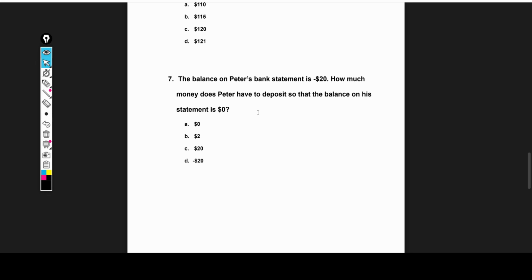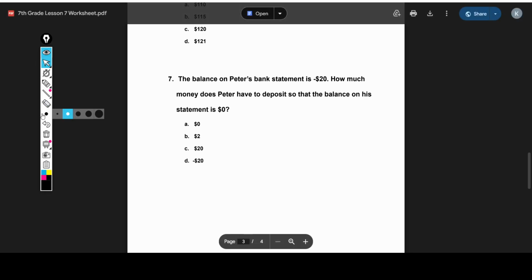Number 7, the balance on Peter's bank statement is negative $20. How much money does Peter have to deposit so that the balance on his statement is $0? Well, Peter's $20 in debt right now. So in order to get it up to 0, he has to match that amount of debt with his own money. It should not be negative because that would be adding more debt, and then Peter would be in an even worse situation. So we want to match the amount of money he has and the amount of money he's in debt for, and then they'll cancel out to be 0.